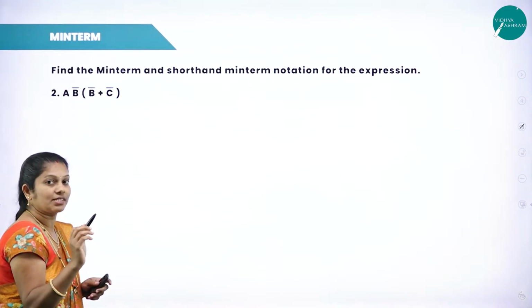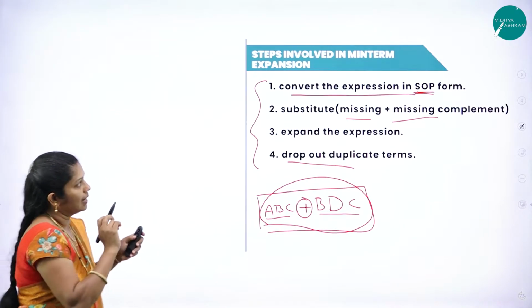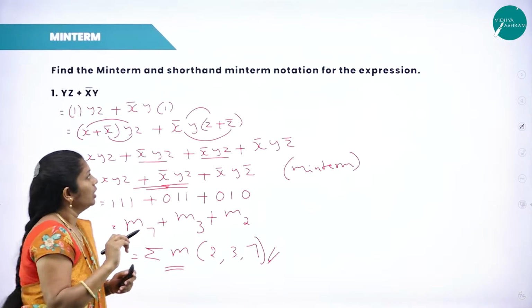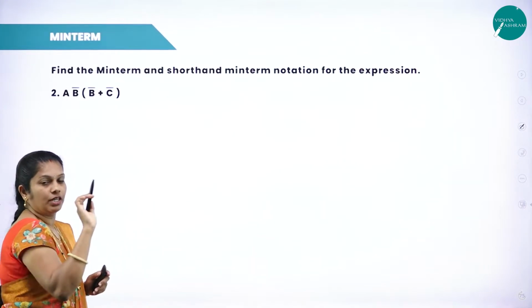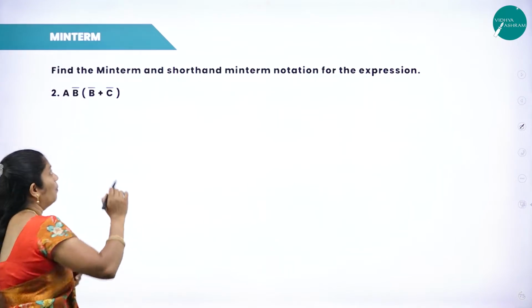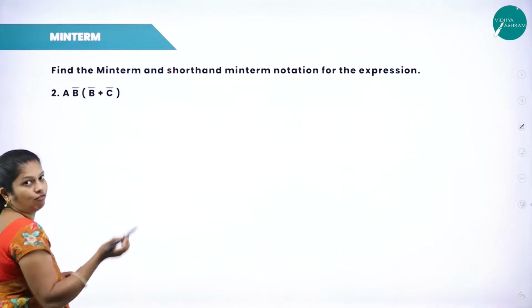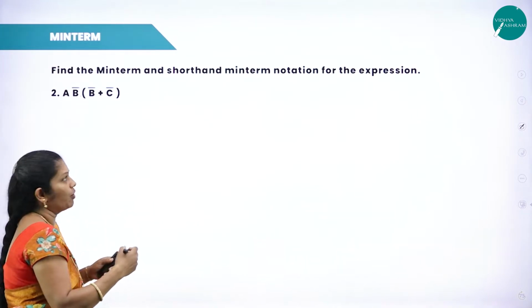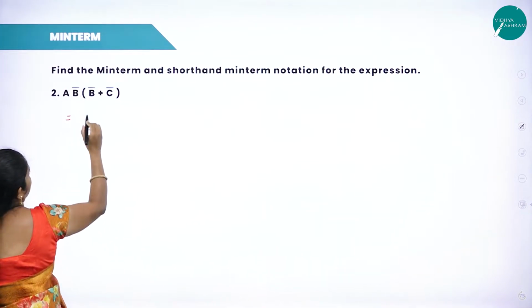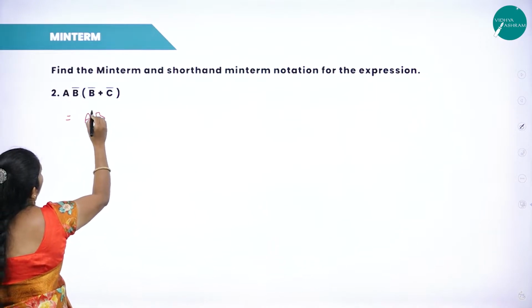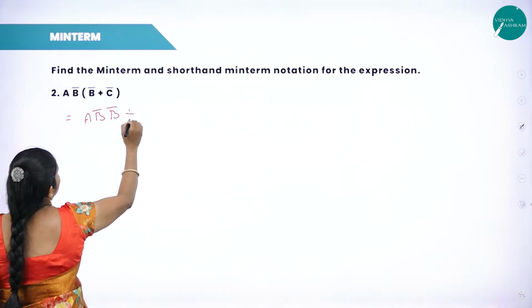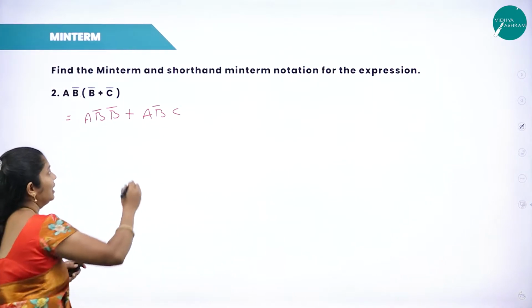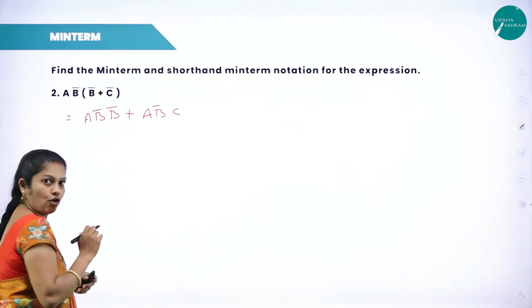But what is my first step? The first step is to convert the given expression into SOP form. See, is it in SOP form? It is not in SOP form. It is in product of sums format. That's why we have to convert that into SOP form. For that, I am going to substitute a b bar plus a b bar c. Now it is in sum of product form.